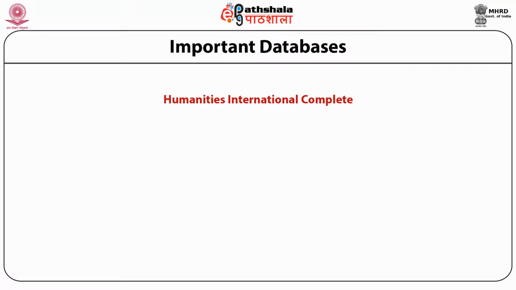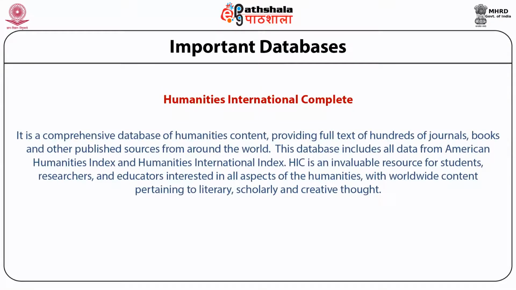Humanities International Complete is another important database. It is a comprehensive database of humanities contents providing full text of hundreds of journals, books, and other published sources from around the world. This database includes all data from American Humanities Indexes and Humanities International Indexes. HIC is an invaluable resource for students, researchers, and educators interested in all aspects of humanities with worldwide content pertaining to literary, scholarly, and creative thought.